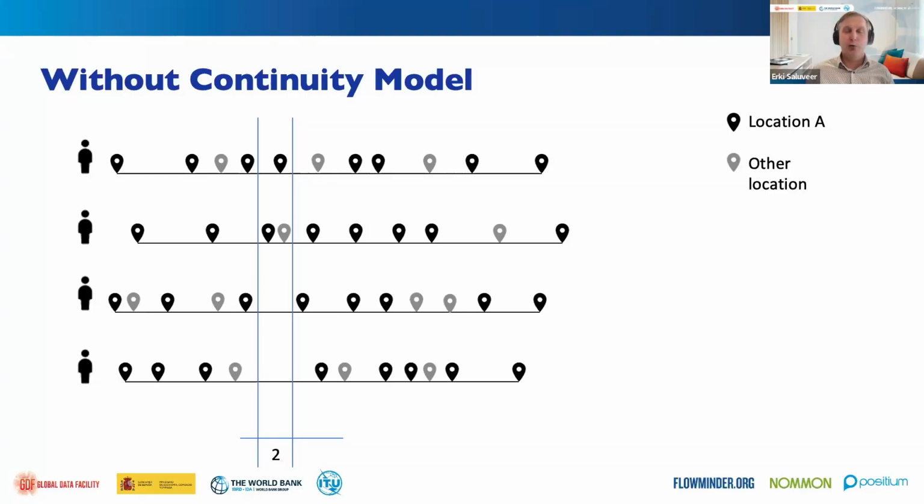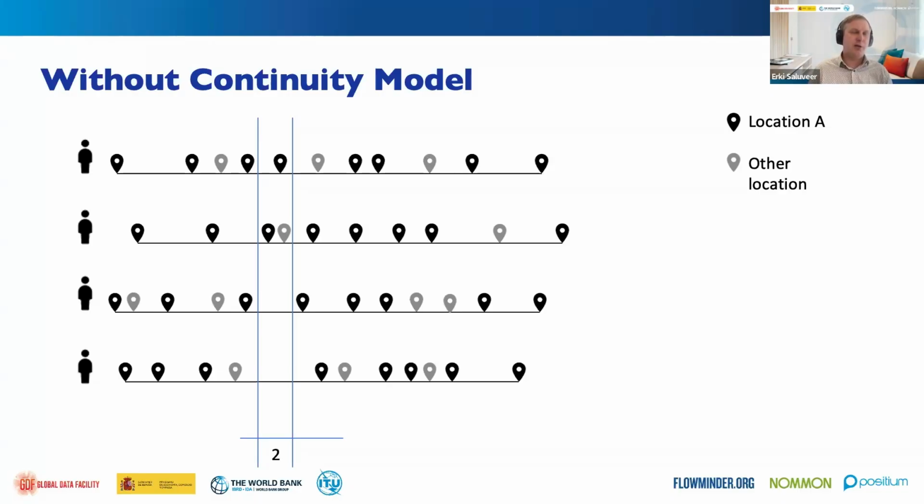If we now want to count how many people are in this location A within a particular time frame, within these blue brackets, and we have just the events to calculate how many people there are, then in that particular example, we would count 2.